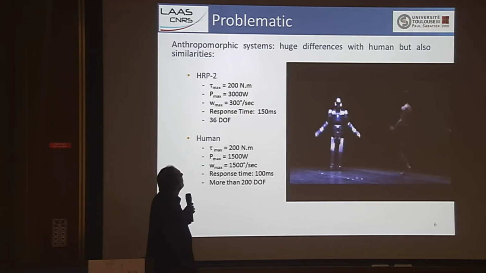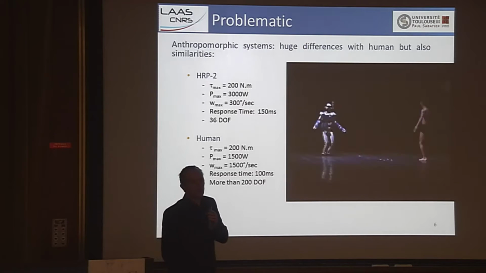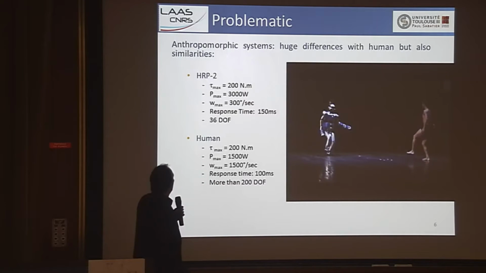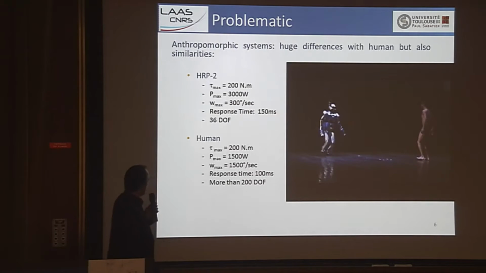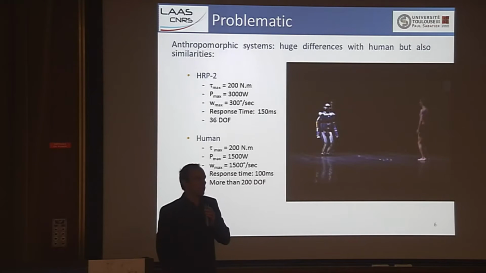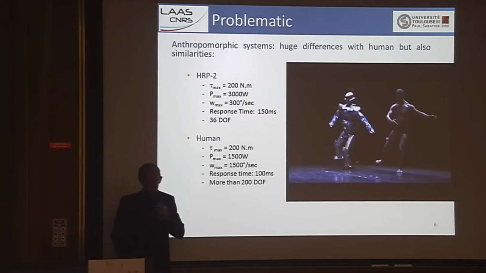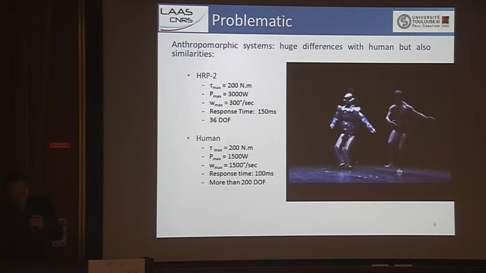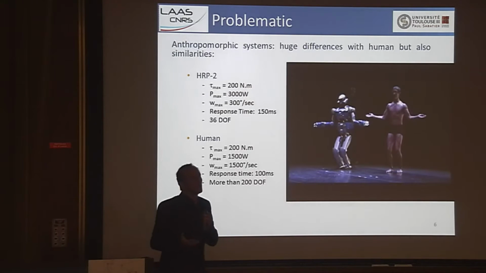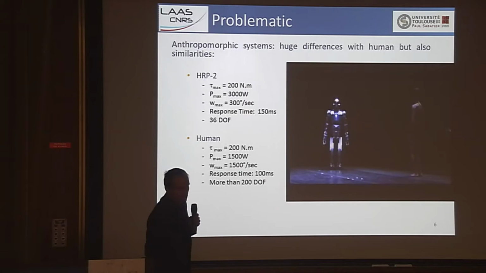For example, if we compare HRP2 and humans, maximum torque at the knee is around 200 Newton meters, quite similar. The maximal peak power at the upper limbs, lower limbs, is twice that in humans for HRP2, while some parameters are very different. For example, maximum rotation angles at lower limbs are around 1,500 per second for humans, only 300 per second for HRP2. So, of course, it's very complex to generate human-like motion with an anthropomorphic system, which is different in its conception.